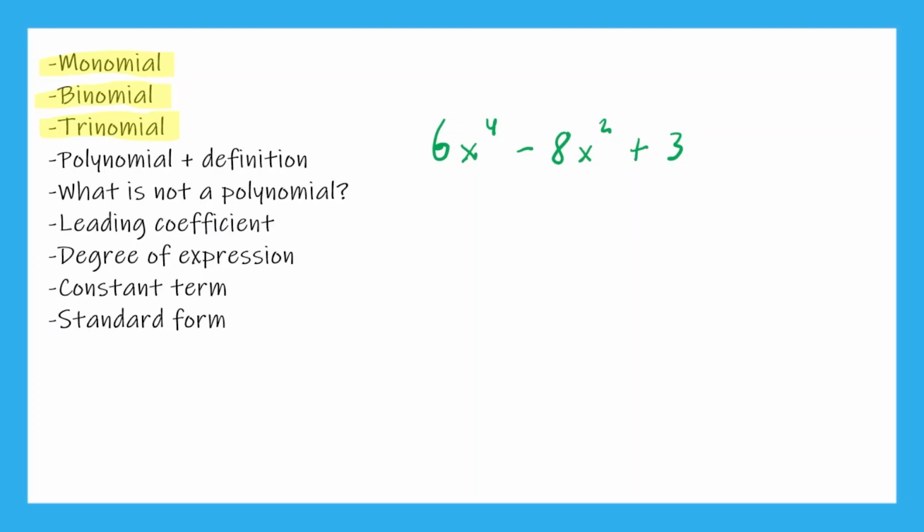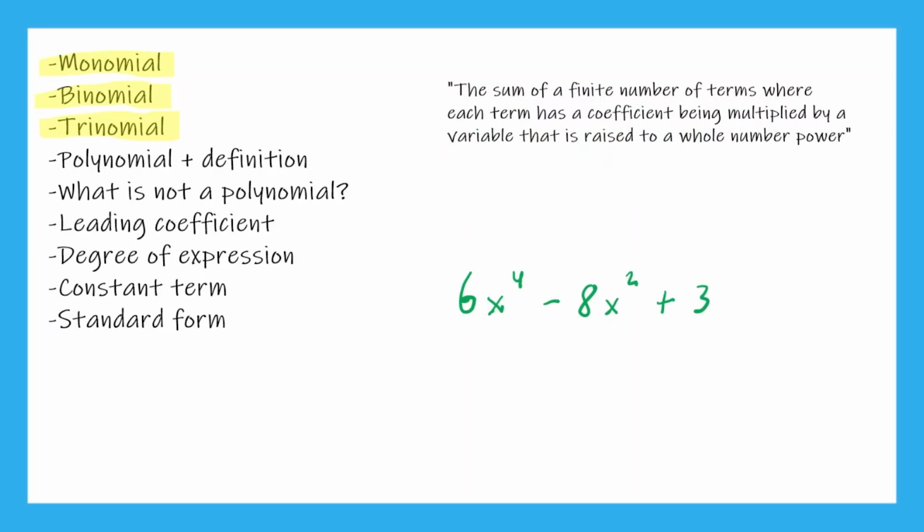Okay, now let's talk about what exactly is it that makes a polynomial, and what is it that makes something not a polynomial. So we'll read through this full definition, and then we'll talk about it piece by piece. A polynomial is the sum of a finite number of terms where each term has a coefficient being multiplied by a variable that is raised to a whole number power.